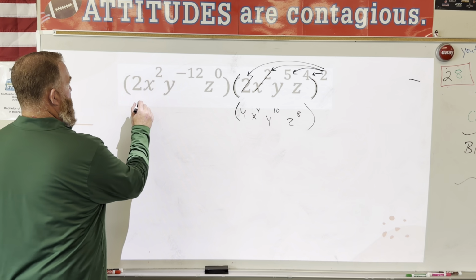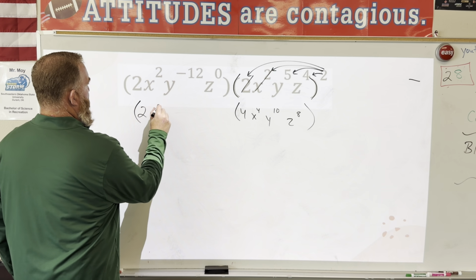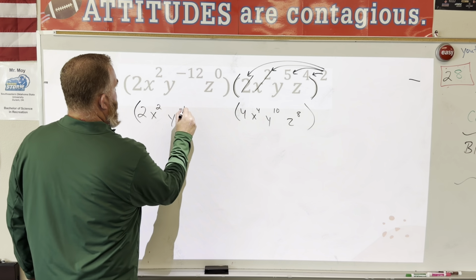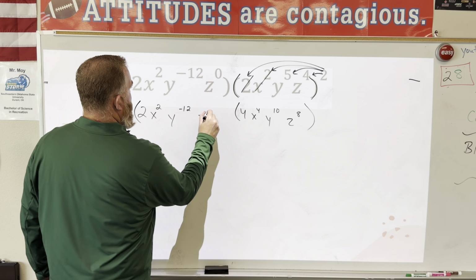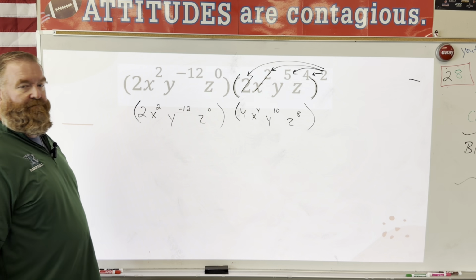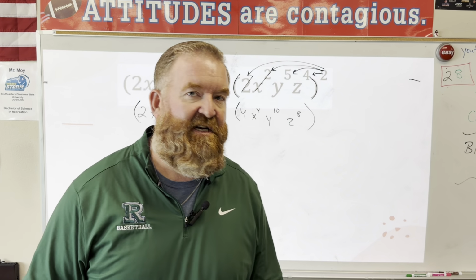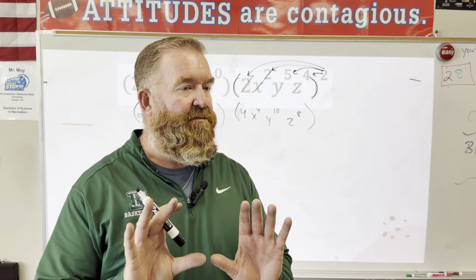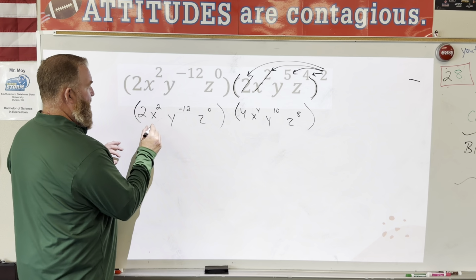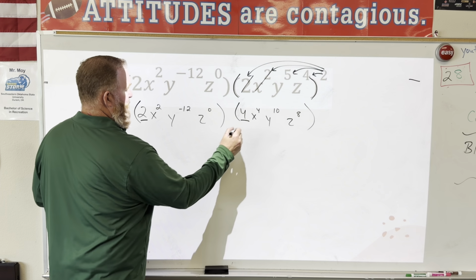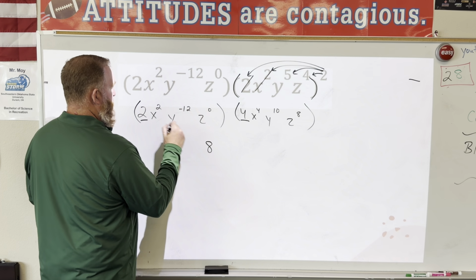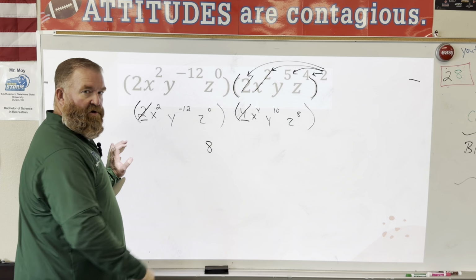Now, let's do this. 2, x squared, y to the negative 12, z to the 0 power. All right, here we go. Stick with me. It's not too crazy, okay? Just stick with me. It's not bad. All right, here we go. Numbers on the front. What's 4 times 2? 8. Those are done.